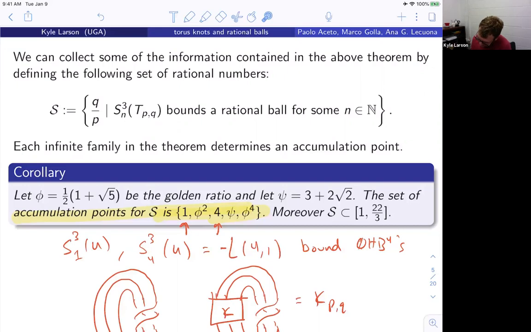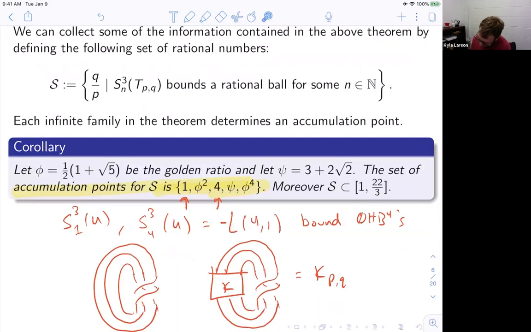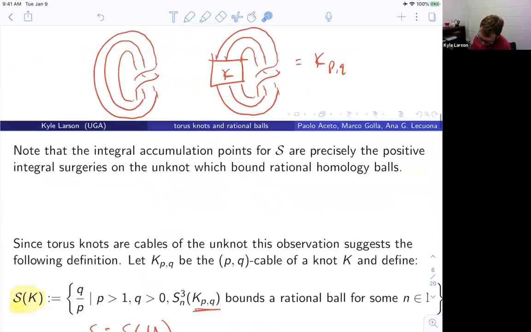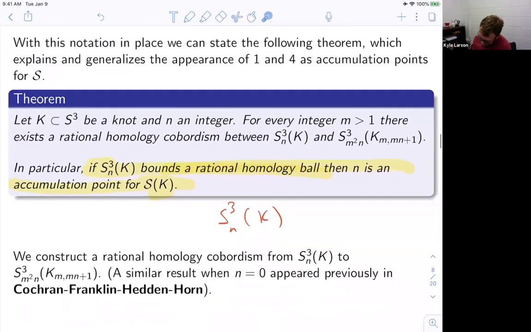So, maybe to repeat myself, the surprising thing here is that these sets recover which integral surgeries on the original knot bound rational homology balls. And one interesting question is if the converse is true. We don't know this, right? Perhaps it would be quite interesting: if you have this set and it has an integral accumulation point M, then maybe that forces M surgery on the original knot K to bound a rational homology ball. But that we don't know.